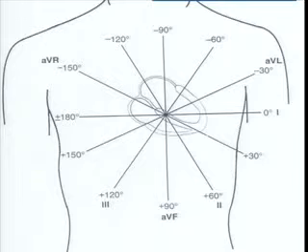This is how this axis is being represented on the chest of a person. If you see here, this is how it is represented. So AVR is -150, AVL is -30, and AVF is +90.